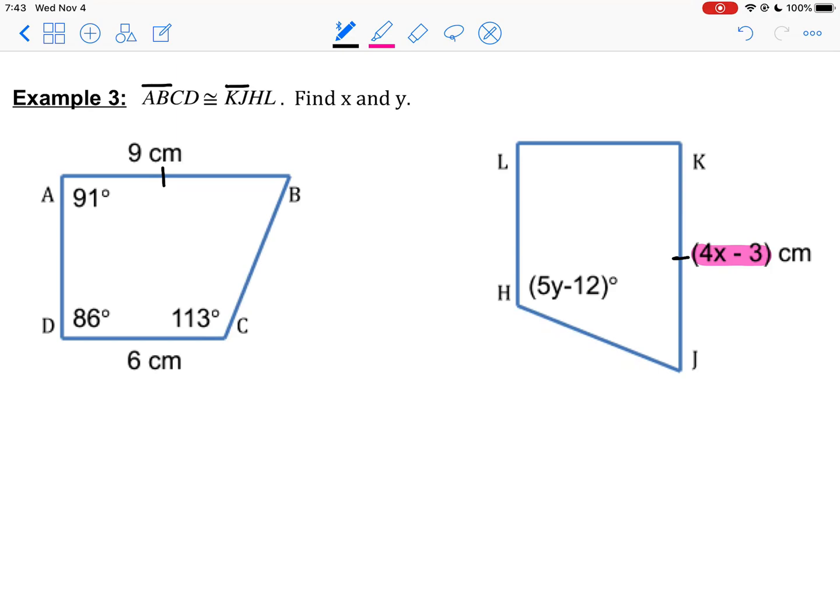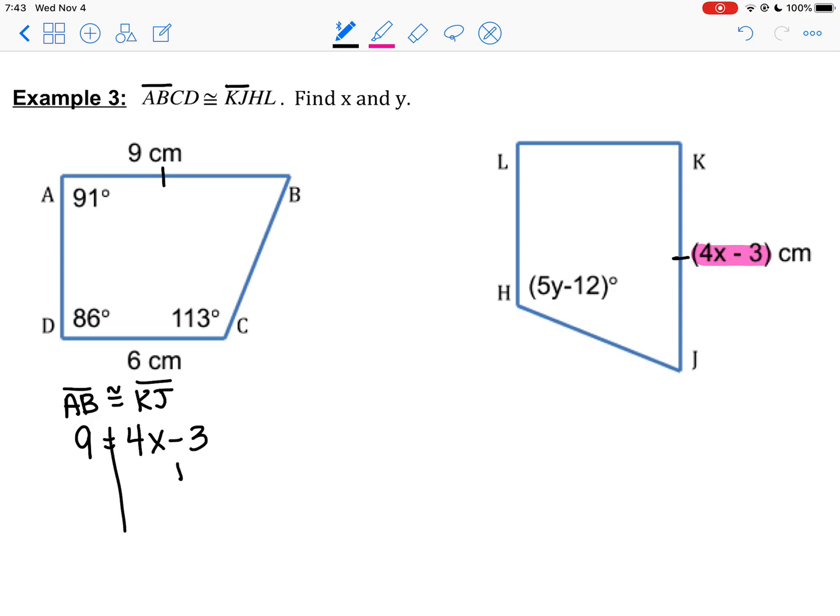AB had a measure of 9 centimeters, and KJ had a measure of 4x minus 3. So I used this congruent statement to help me set up this equation. AB is congruent to KJ, so their measures are equal. And then I'm going to solve this equation.